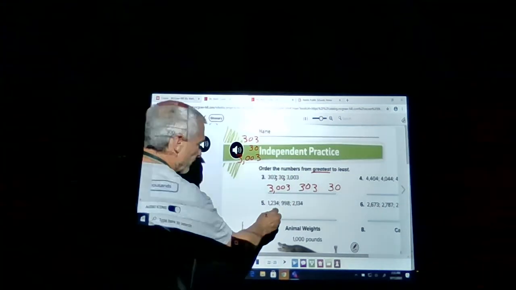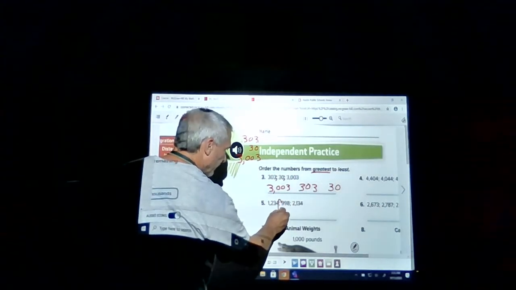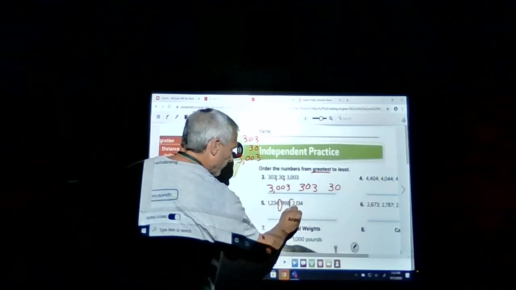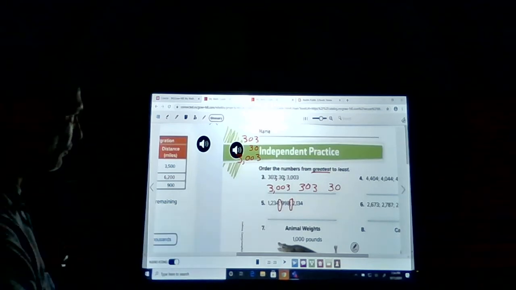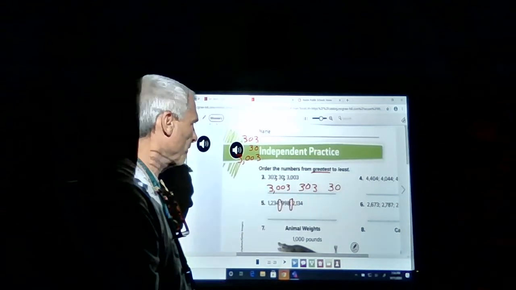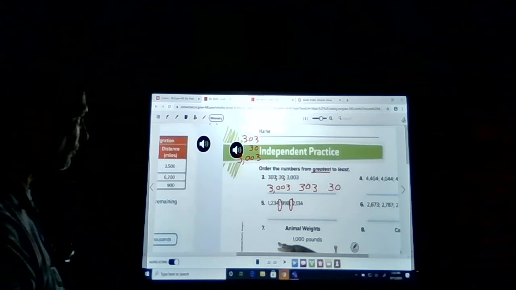Keep in mind that this symbol right there is what we use to separate them, but we're not going to draw that in. We're going to just put our finger and space our numbers apart so it's easy to read.